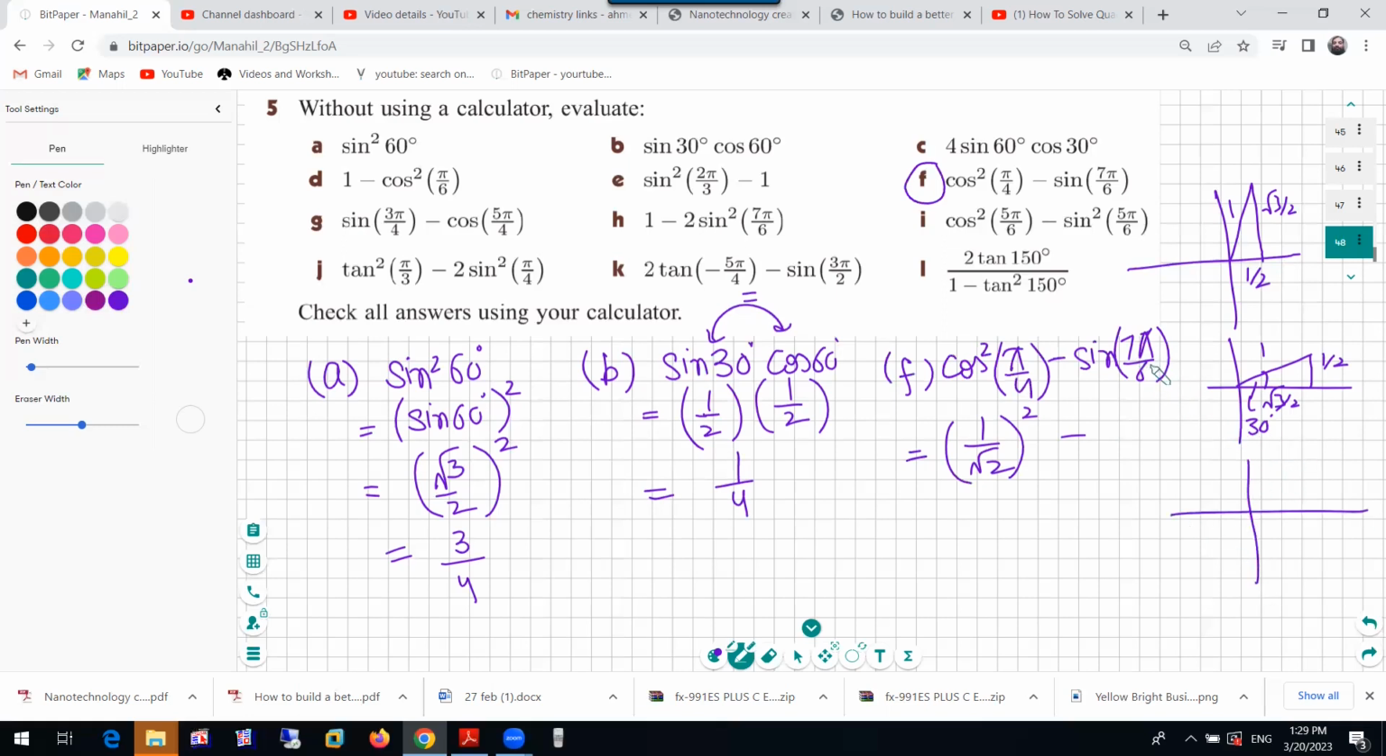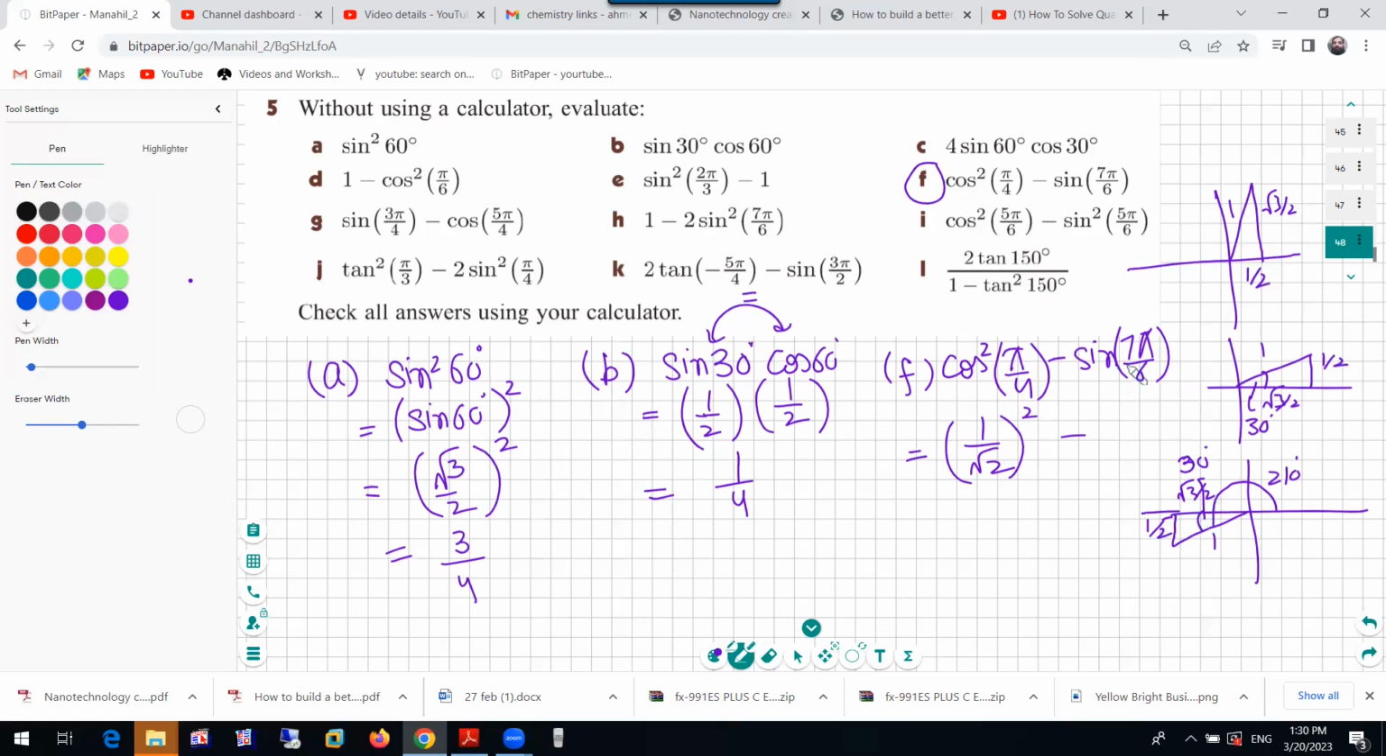And 7 times 30 means 210. So 210 obviously exists in the third quadrant, right? So 210 is past 180. So the angle must be here. Got it? This is 210. So this angle is obviously 30 degrees, right? This side is smaller, so it must be half. What about this side? This will be square root 3 over 2, right? And this is 1.